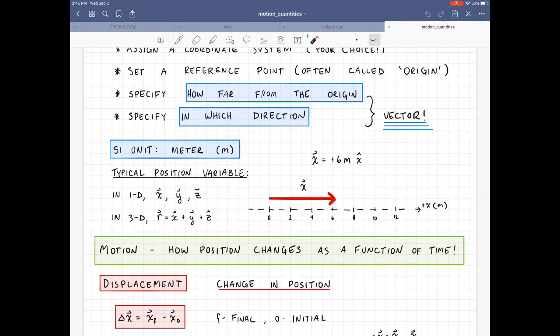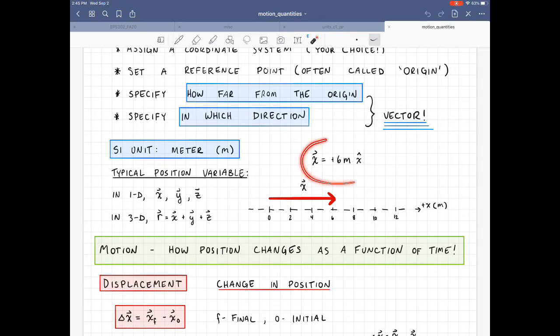So a typical position variable in one dimension, horizontal motion, typically we would use x. For vertical motion, y. And then if we have a 3D problem, that 3rd dimension, typically we'll assign as the z variable. If we're dealing with all 3 dimensions at once, then the position vector is essentially just the sum of the x position plus the y position plus the z position.